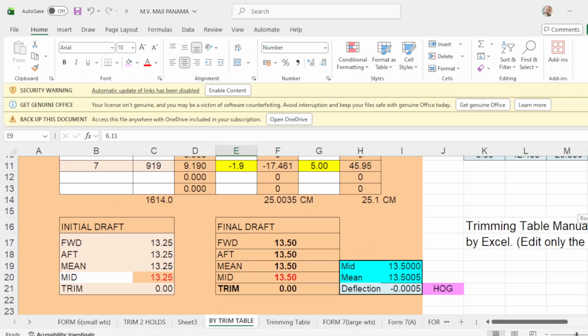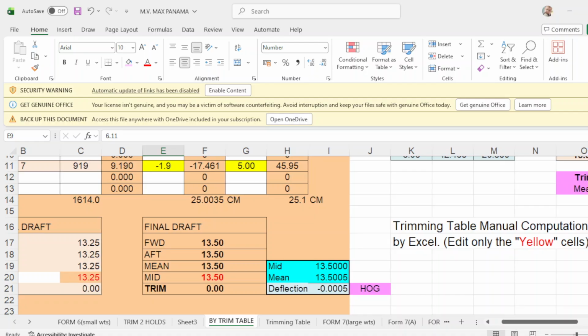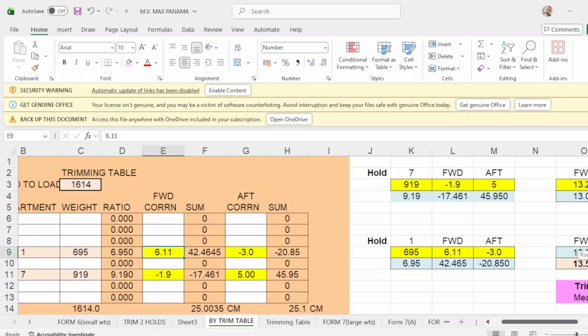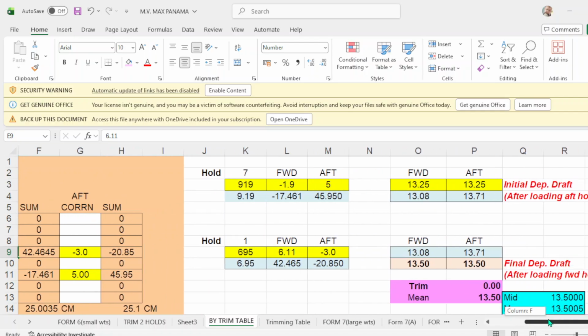and the drop forward and up is 13.5 even keel, and no list, no trim, and look at the deflection is 0. Okay, and it is also the same with this here. In number 7, you load 919. This one, forward correction is the same here, and up correction is the same. And number 1 is 695, and the correction is 611, and up correction is 3. Okay, so this is your initial drop of 1325.